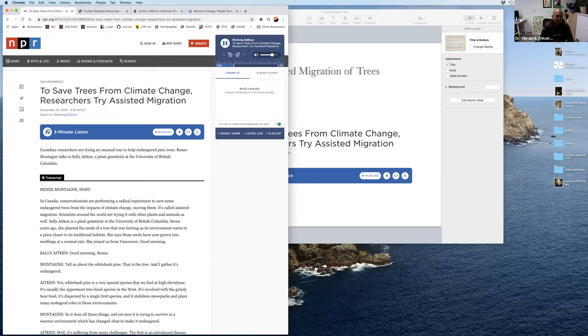So it does all those things, and yet now it is trying to survive in a warmer environment, which has changed what to make it endangered? Well, it's suffering from many challenges. The first is an introduced disease called white pine blister rust. The second is the mountain pine beetle that's really expanded due to warmer winter temperatures. And the third is the effect of warming climate on other species that are competing with it.